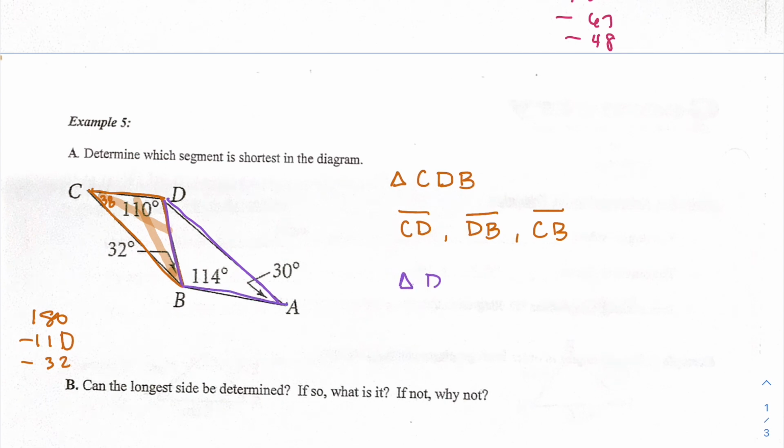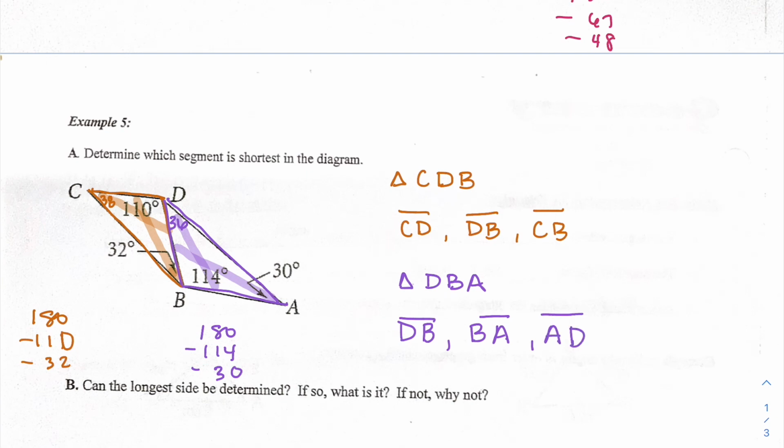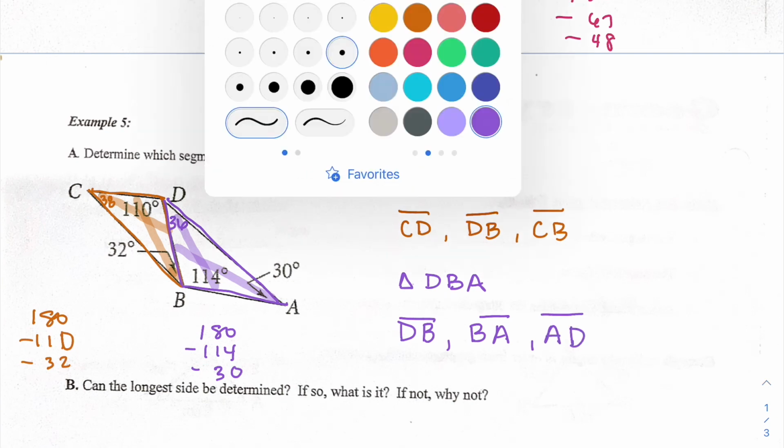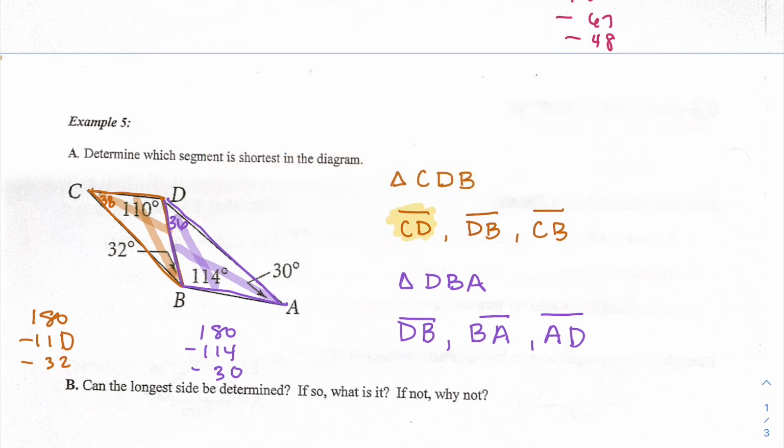So now we're looking at the other triangle here. The other triangle is triangle DBA. We need to find that missing angle real quick. So I'm going to do 180 minus 114 minus 30, and I get 36. My smallest angle here is that 30. That is across from DB. Next is the 36, which is across from BA. And then my largest is that 114, which is across from AD.